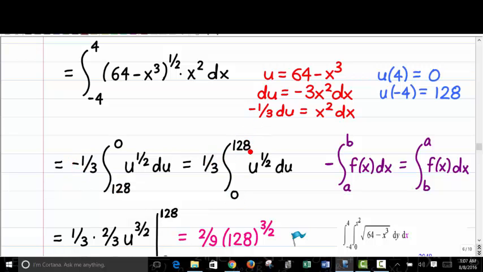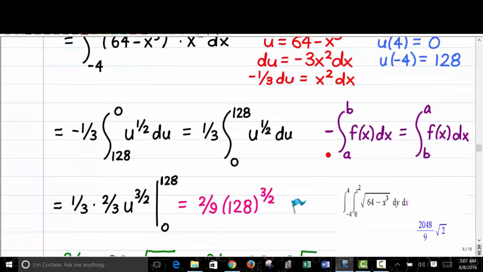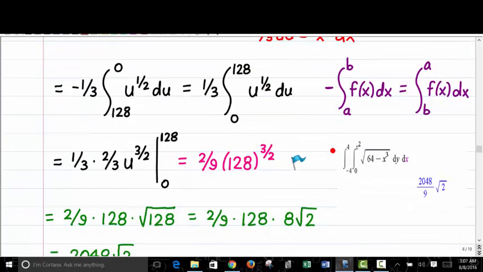And we have 128 and 0, u to the 1/2. Now I just have a power rule. I never have to go back to x again. And the antiderivative would be 2/3 u to the 3/2. I'll put in 128. So that gives you a 2/9 with those fractions. 128 to the 3/2. I put the flag there indicating that that's correct mathematically.